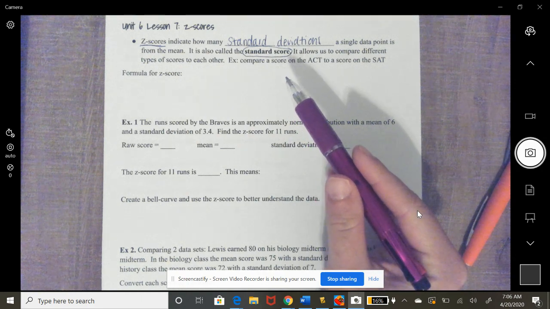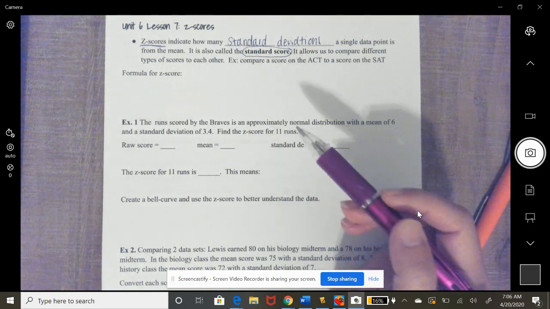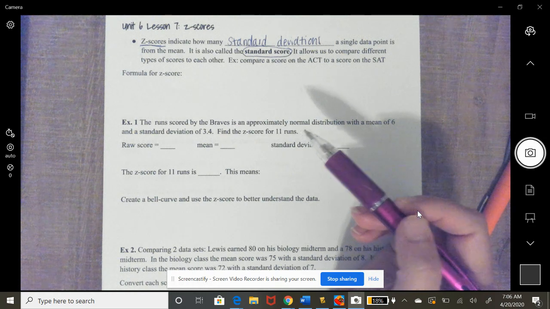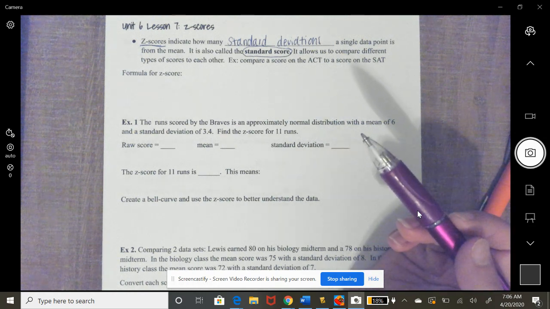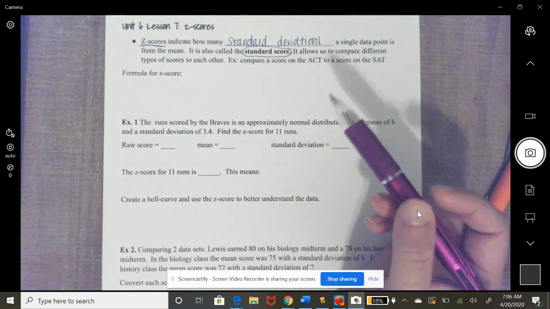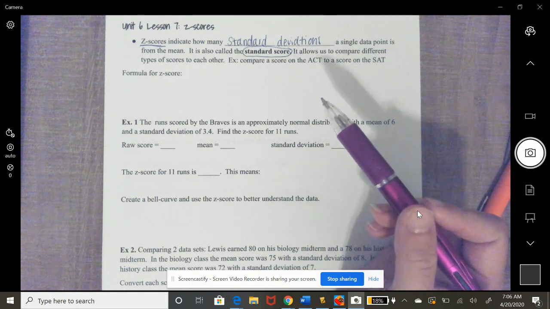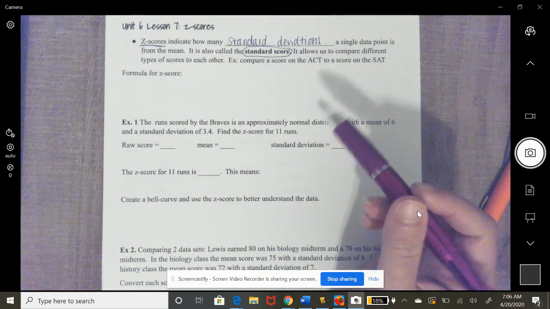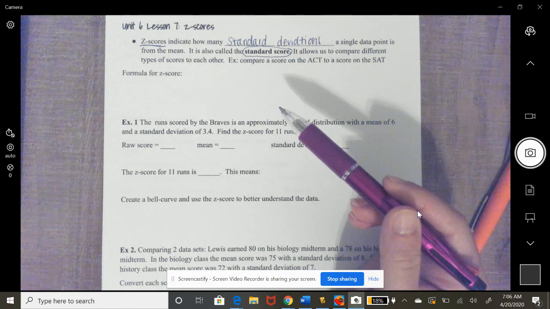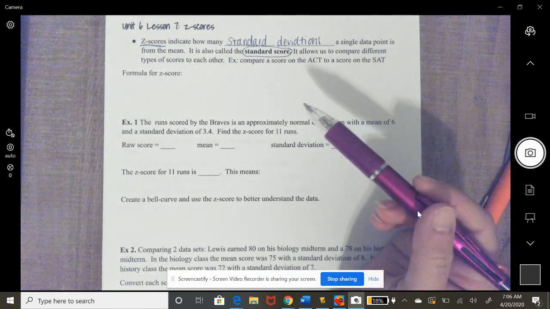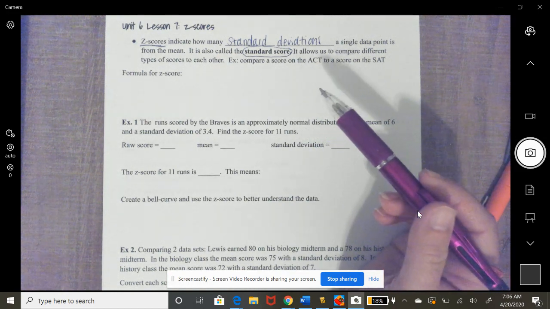So if you heard the phrase, you can only compare apples to apples. So you can only compare what I made on my Unit 6 test to what you made on your Unit 6 test. But what if we want to compare different data? So this standard score is going to allow us to compare different types of data, so you can see where they fall on that bell curve.